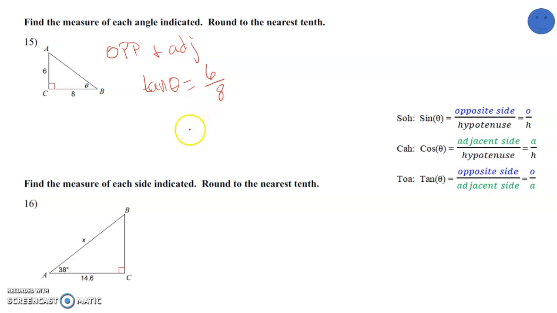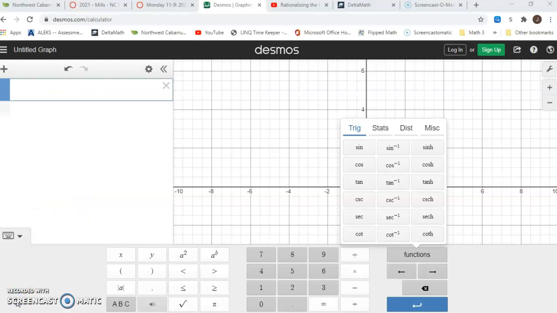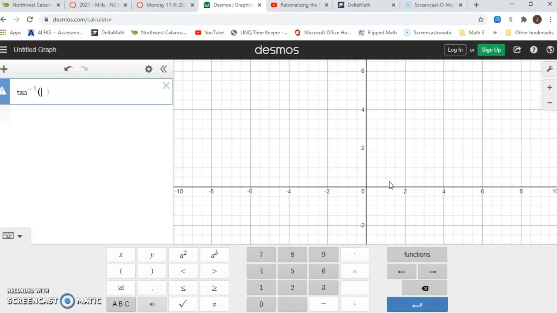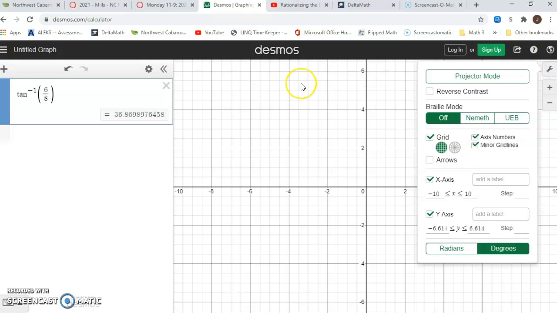Now you put that into your calculator. I'm going to go do it on Desmos. Okay, so since we're looking for the angle, we've got to use tangent to the -1. And then we say 6 over 8. And there it is. Again, make sure you're in degrees over here.